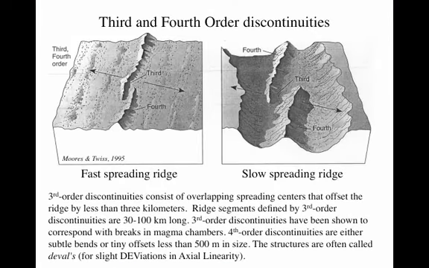Third and fourth order discontinuities can consist of overlapping spreading centers that offset the ridge by less than 3 kilometers, so those are third order discontinuities. Ridge segments that are defined by third order discontinuities are 300 to 100 kilometers long, and they've been shown to correspond with breaks in magma chambers. Fourth order discontinuities are either subtle bends or tiny offsets less than 500 meters in size, and those are often called doubles or slight deviations in axial linearity.